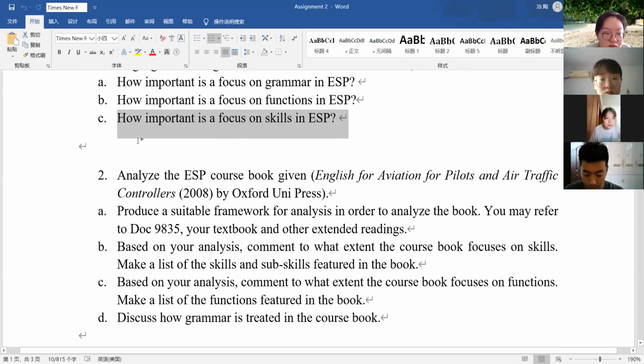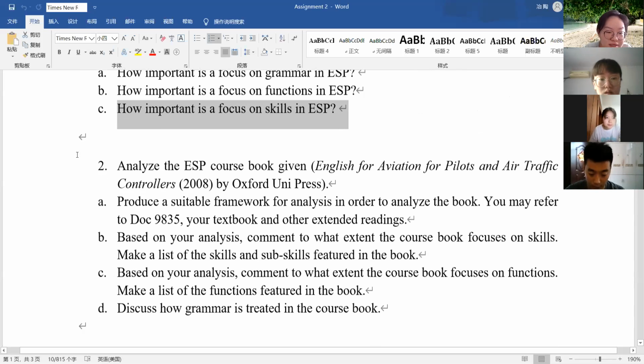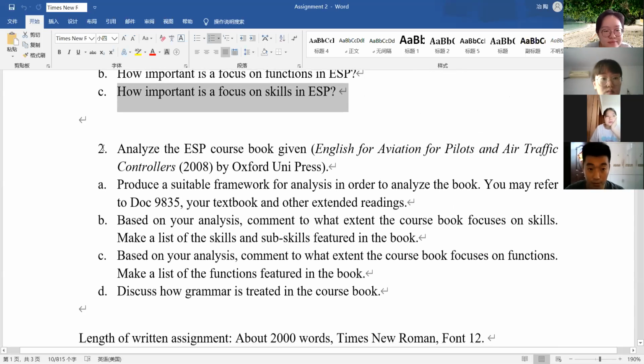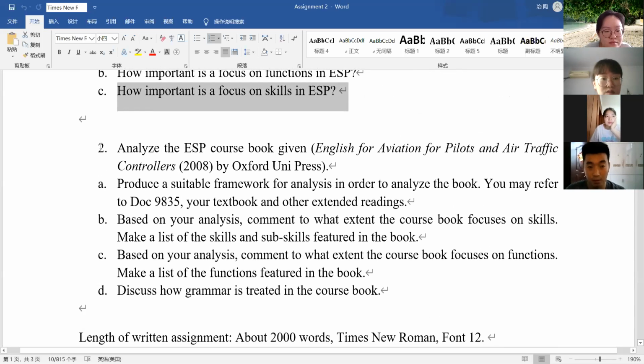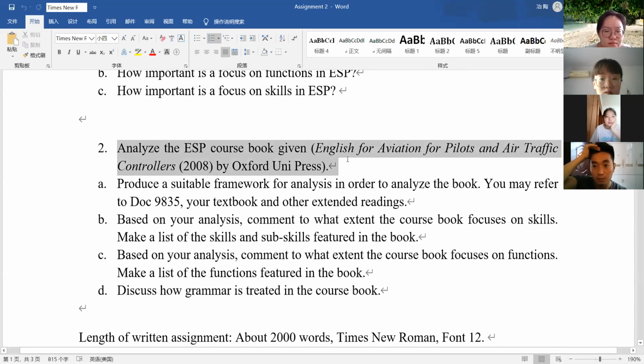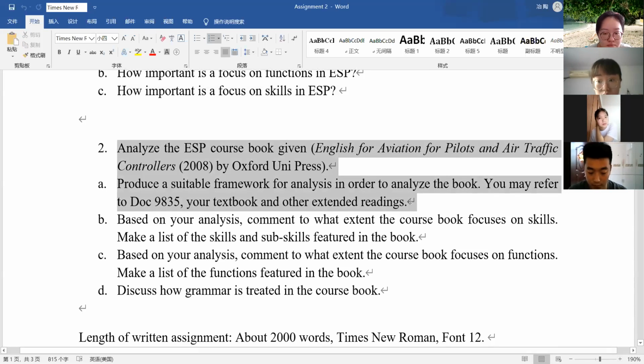Now we turn to question 2. Continue, we go on. Question 2 is to analyze the ESP course book given by our doctor. Question A is to produce a suitable framework for analysis in order to analyze the book. You may refer to the DOC, your textbook, and other extended readings. I think this question is the most important one.